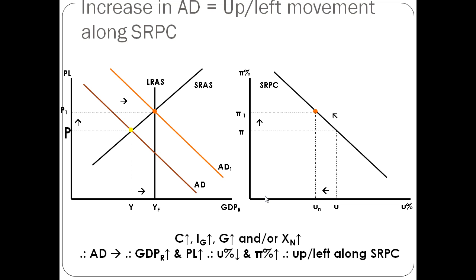So if you have an increase in consumption, gross private investment, government spending, or net exports, that's going to imply that aggregate demand is going to shift to the right, which is going to push up real GDP and the price level, which implies that the unemployment rate is going to fall and the inflation rate is going to go up. And you can see that along your short-run Phillips curve. Ultimately, what happened is you had an up-left movement along that short-run Phillips curve. Also be aware, if I was to ask you where the long-run Phillips curve is going to be, it would be right above UN, right above that natural rate of unemployment.